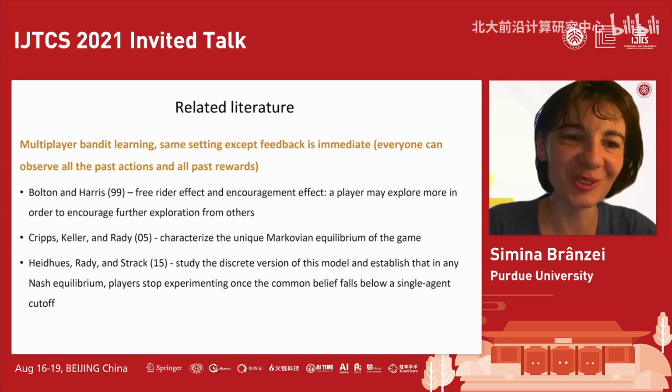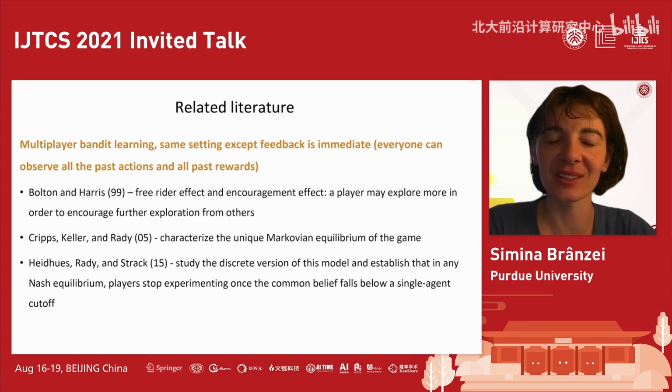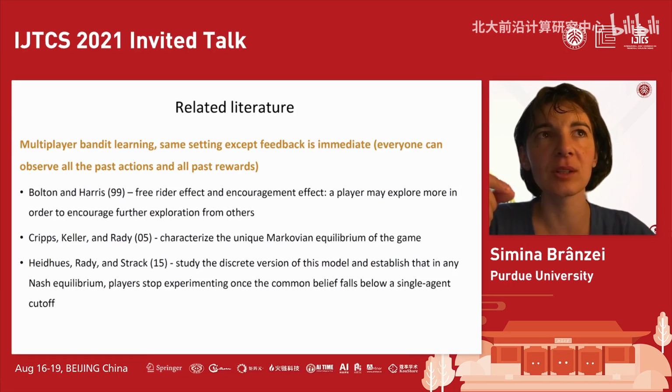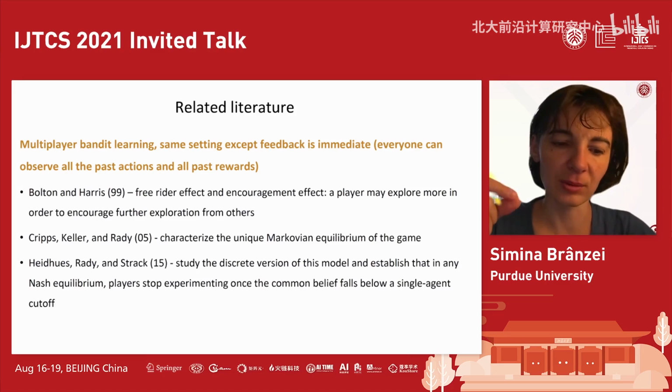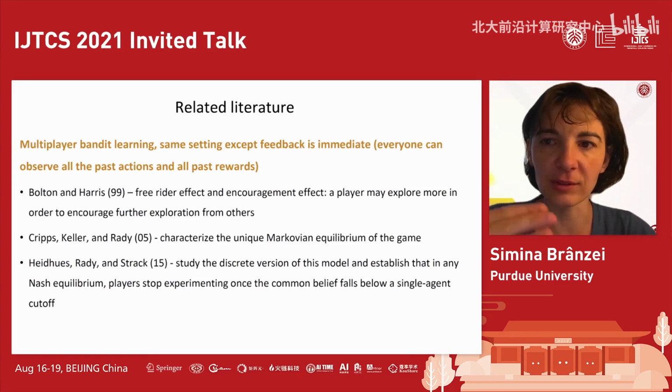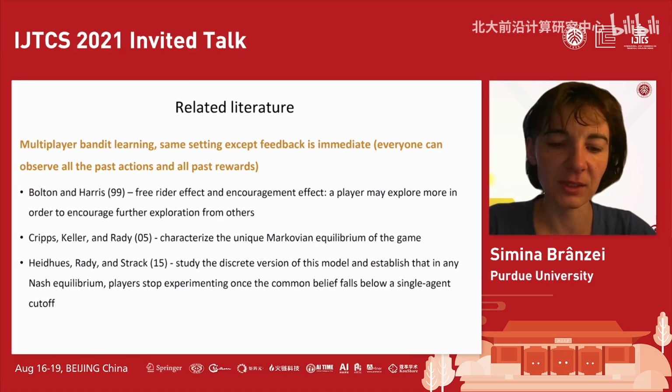Okay, and there is also work on multiplayer bandit learning where the feedback model is such that the feedback is immediate. So the only bit of uncertainty is what happens in the current round. So Alice and Bob know everything that happened in the history, and then they decide what to play in the current round, and then they see right away what the other player got.